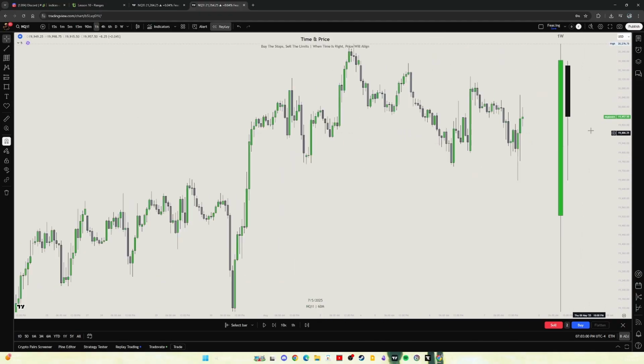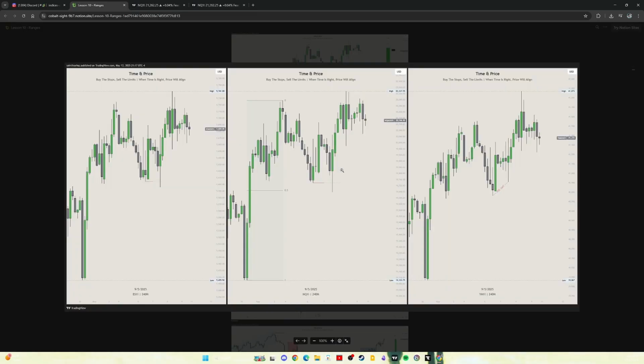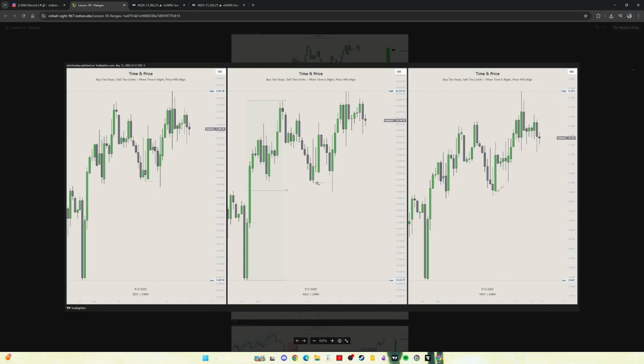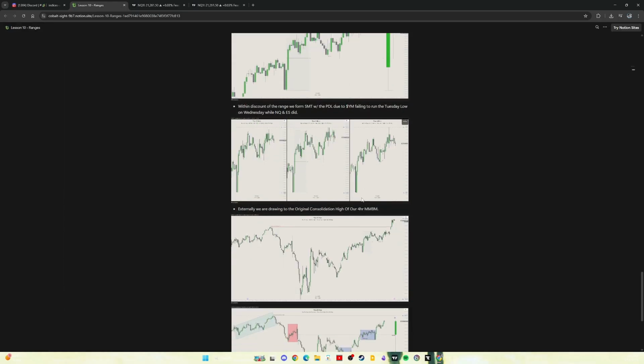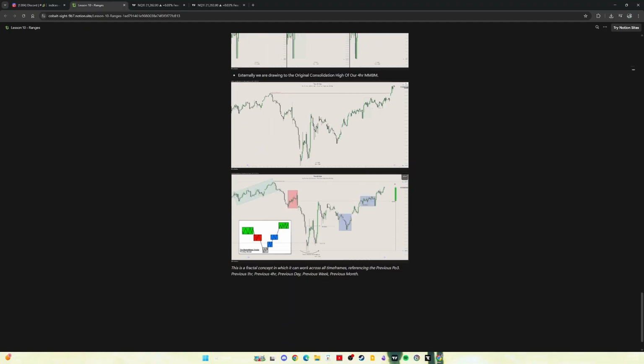But as you can see here, after we tap EQ of the previous week's range, right here, ES and NQ run it out while YM puts in a failure swing from the SMT to the pre-sale low. And then, of course, like I just listed here, externally drawn to the market maker buy model high, the original consolidation high, and so on.